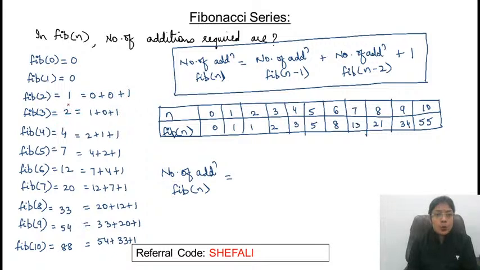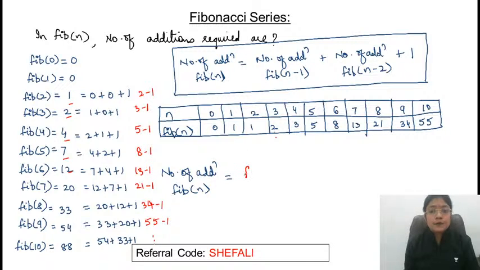So this is 1, this is 2, this is 4, 7, 12. Can you relate it with this one? This is 2 minus 1. This is 2 minus 1. This is 3 minus 1. This is 5 minus 1. 8 minus 1. 13 minus 1. 21 minus 1, 34 minus 1, 55 minus 1 and so on.